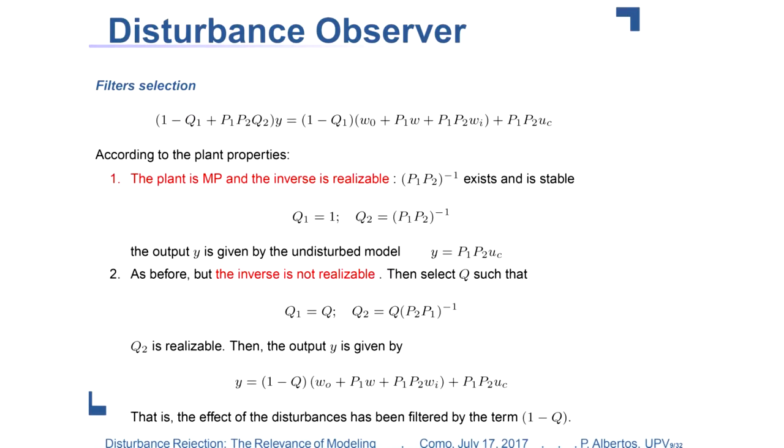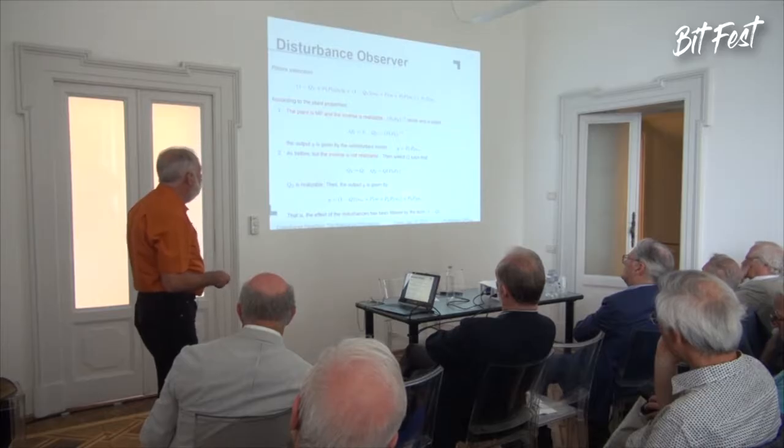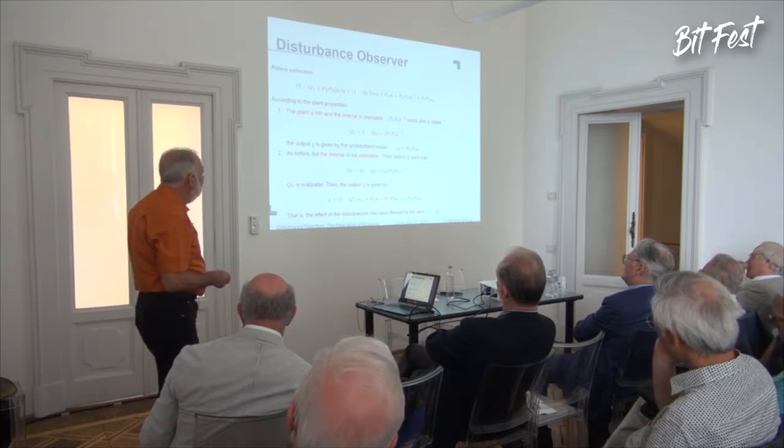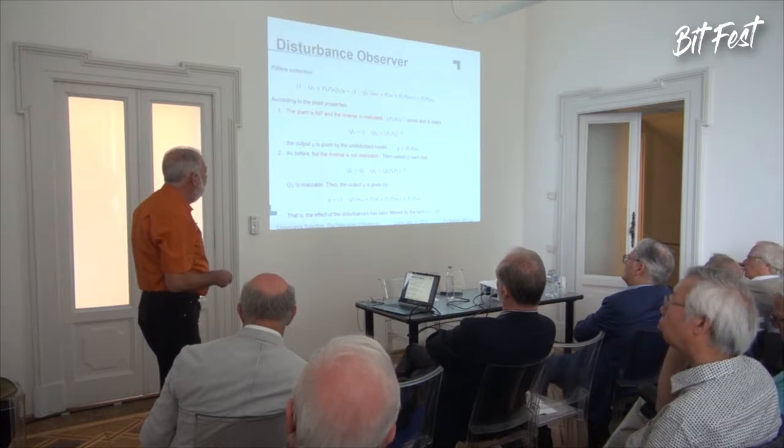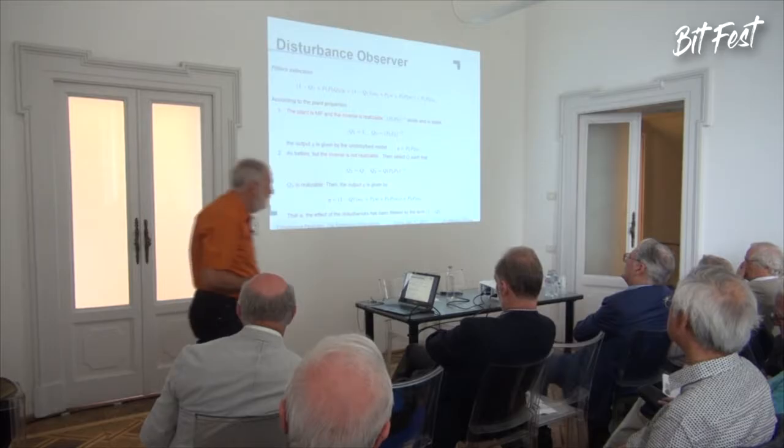If the inverse is not realizable, as is usually the case, then we need to introduce a filter, Q, in such a way that Q1 is equal Q and Q2 is the same as before but multiplied by Q. Then the output is not anymore just the clean input to control relationship, but there is this term. So all the disturbances are filtered by this term. As far as this term is 0 for the range of frequencies of the disturbances, this is still a nice and clear solution.